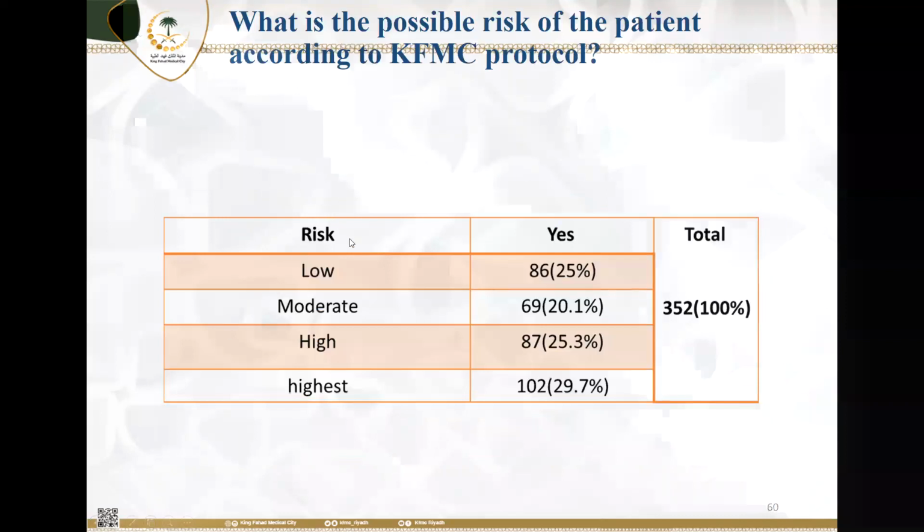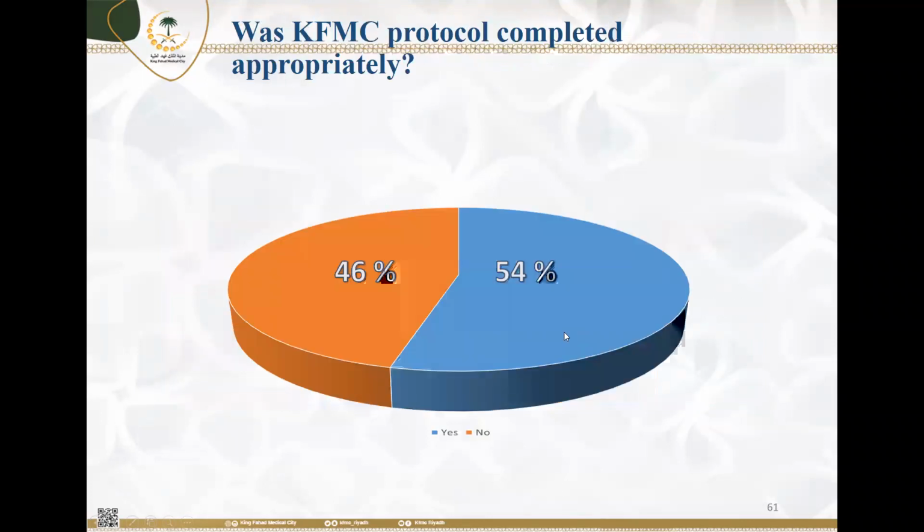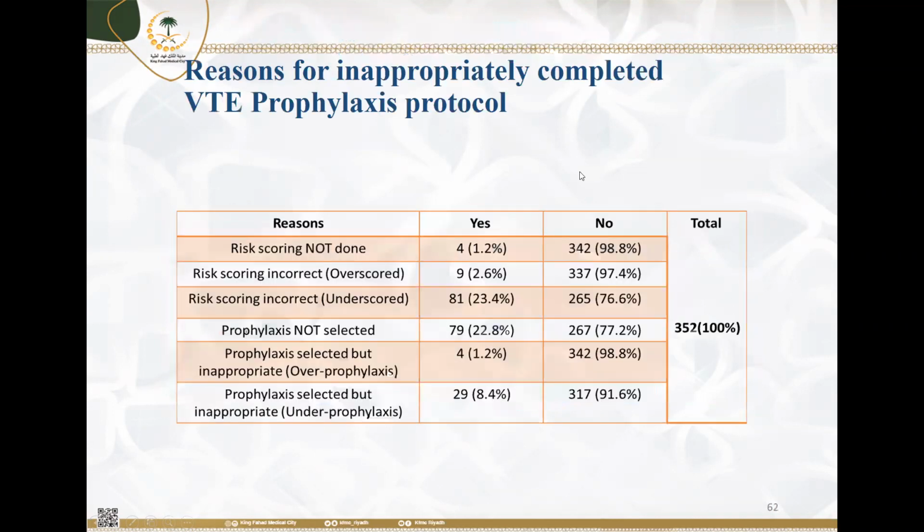And these are the risk categories. We have low risk, about 25%. When we say low risk, it means the patient is not at risk and should not receive prophylaxis. Then we have all these other categories, which we call at risk, whether moderate, high, or highest, and they should be on prophylaxis. So our patients are really at higher risk to get VTE. And this is the completeness I already showed you, about 54% completed.